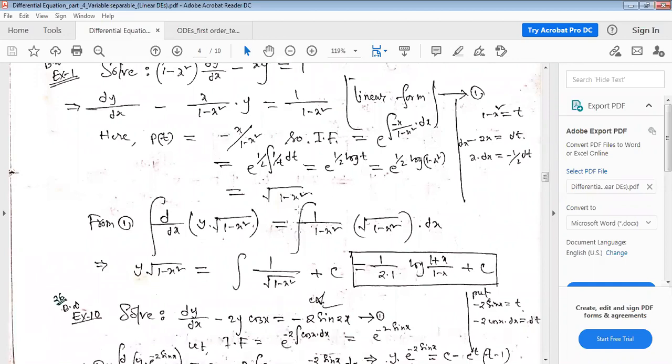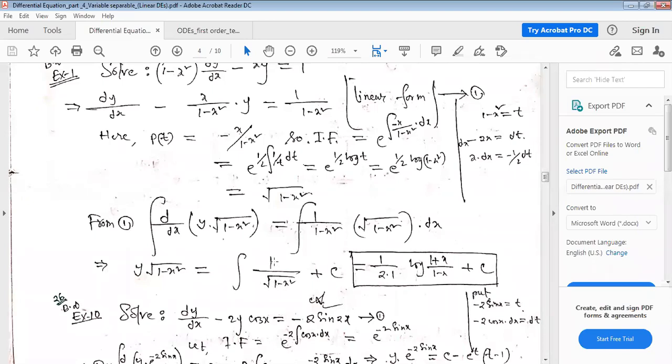Now multiplying with this integrating factor, square root of 1 minus x square, on both sides of equation 1, we get y into integrating factor equals right hand side 1 by root 1 minus x square dx. This will be cancelled, as this can be written as square root of 1 minus x square whole square. So 1 will be cancelled, only root 1 minus x square will exist in the denominator.